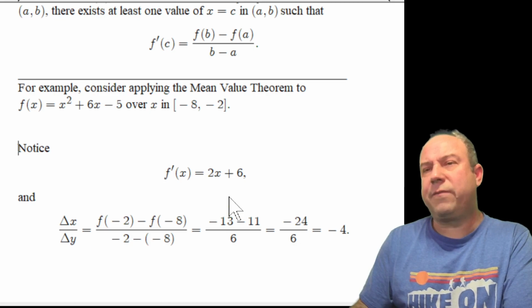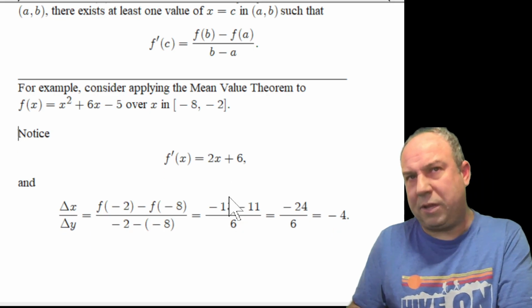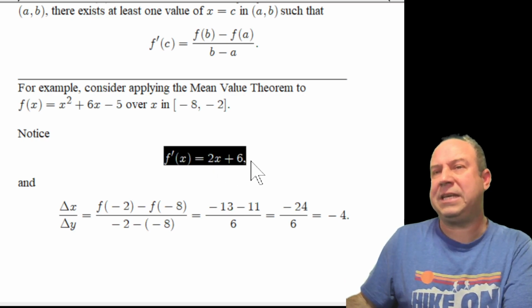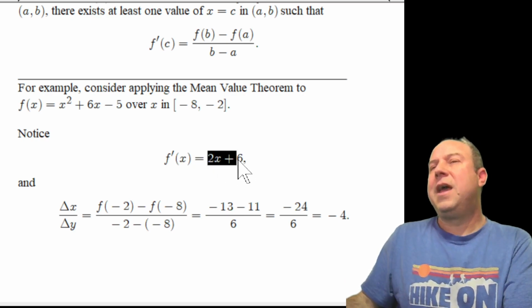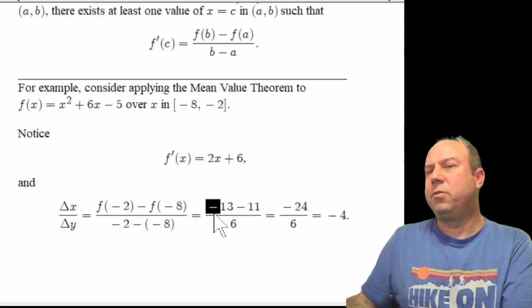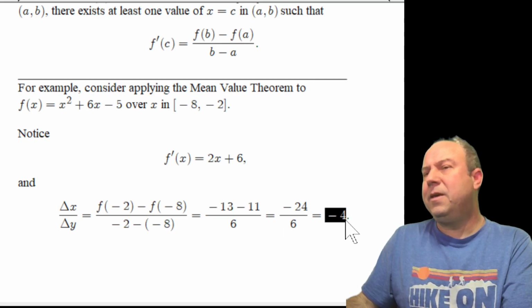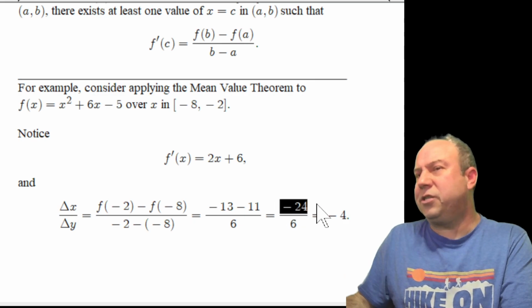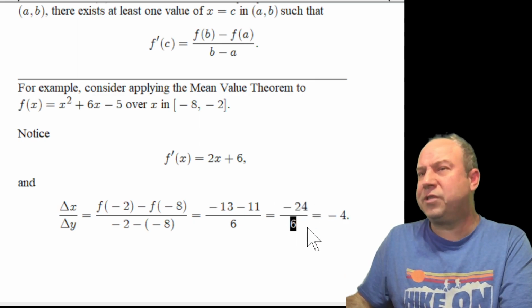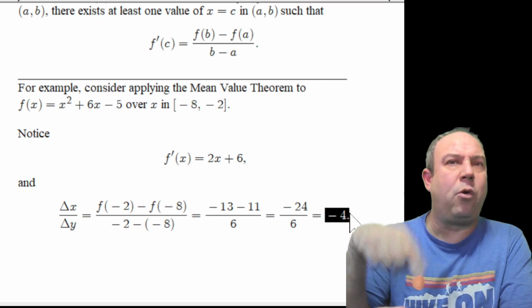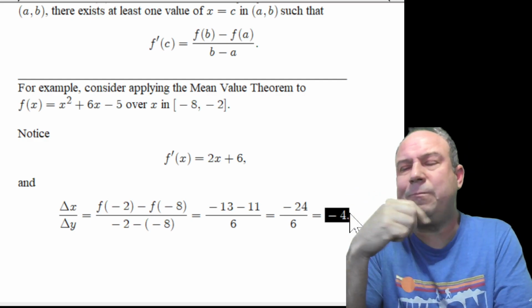Well, one of the first things we'll notice, to apply the theorem, is that the derivative of our function is equal to 2x plus 6. And the slope of the secant line over this interval from -8 to -2, if we roll through its calculation, is equivalent to -4 in value. Our vertical change is -24 units. Our horizontal change is 6 units. Which gives us a slope of -4 for the slope of the secant line.